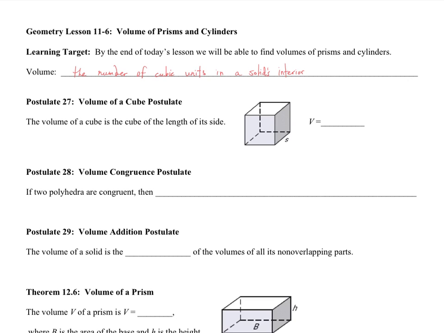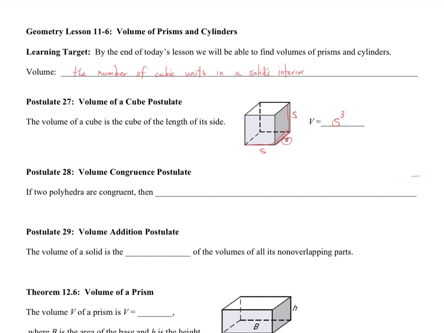Now in the first half of the video, a lot of this is actually a review. So I'm going to begin with Postulate 27, which is the volume of a cube postulate. It states that the volume of a cube is the cube of the length of its side. So it's just simply taking s and we cube it, which is actually just length times width times height with 3 s's.